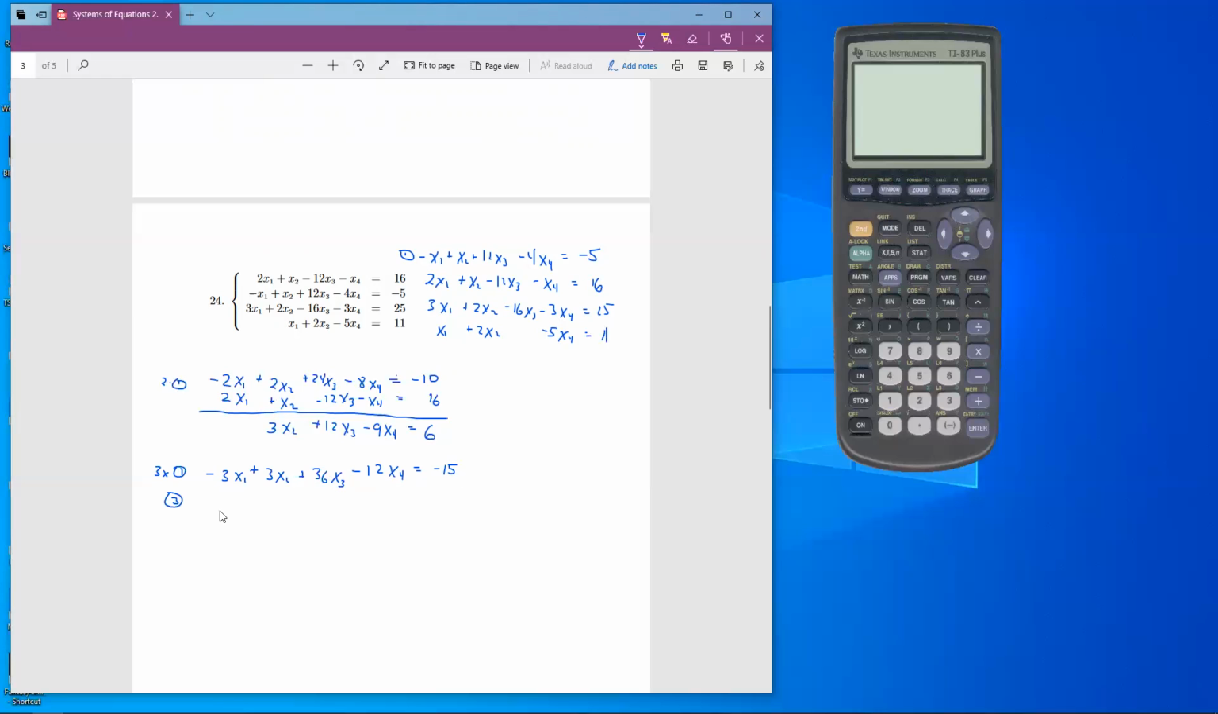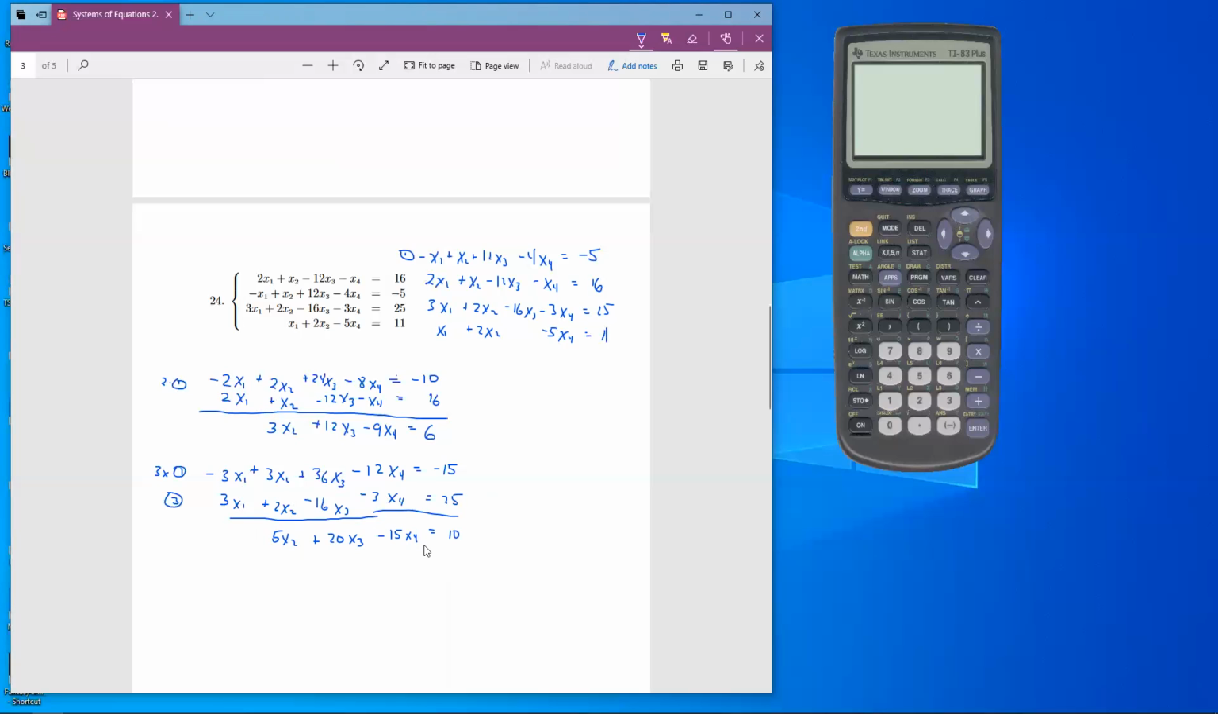My equation 3, I didn't change that from the beginning, so that's going to be 3x1 plus 2x2 minus 16x3 minus 3x4 is equal to 25. Let's go ahead and add that together. All right, so those cancel. We end up with 5x2, and that's a plus 20x3, and that's a minus 15x4, and that is equal to 10.